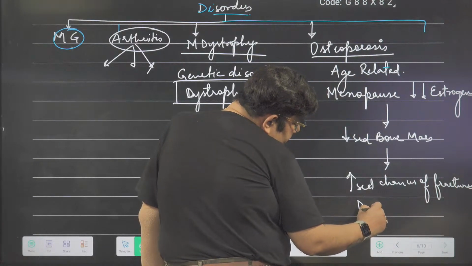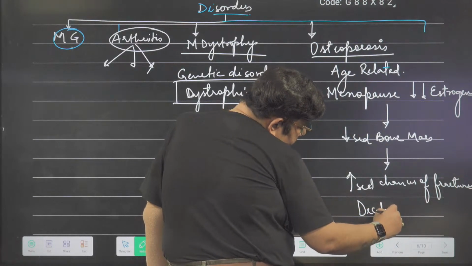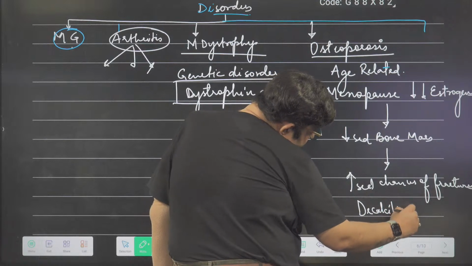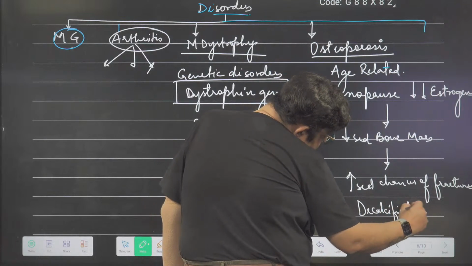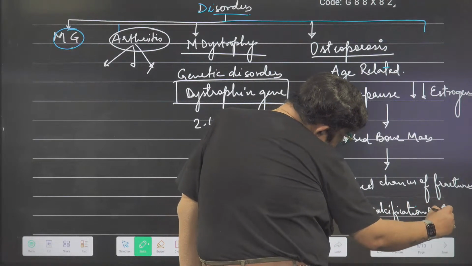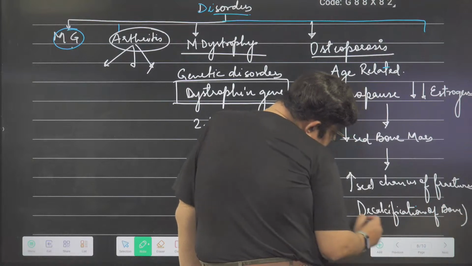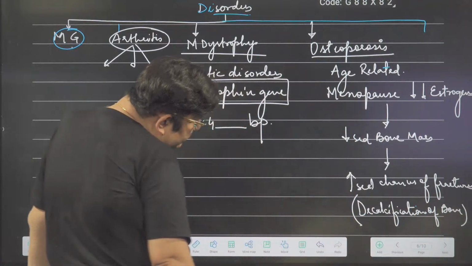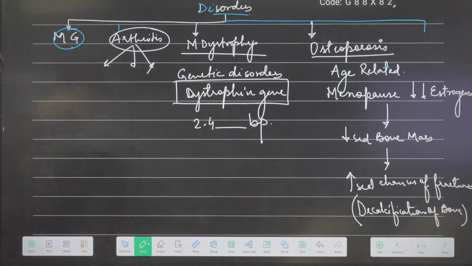There is decalcification of bones. The bones lose calcium, the mineral. Decalcification, de meaning out. It is generally age related. If it is not due to other disease, it happens in old age. You, me, all of us would be having this at one time of life.